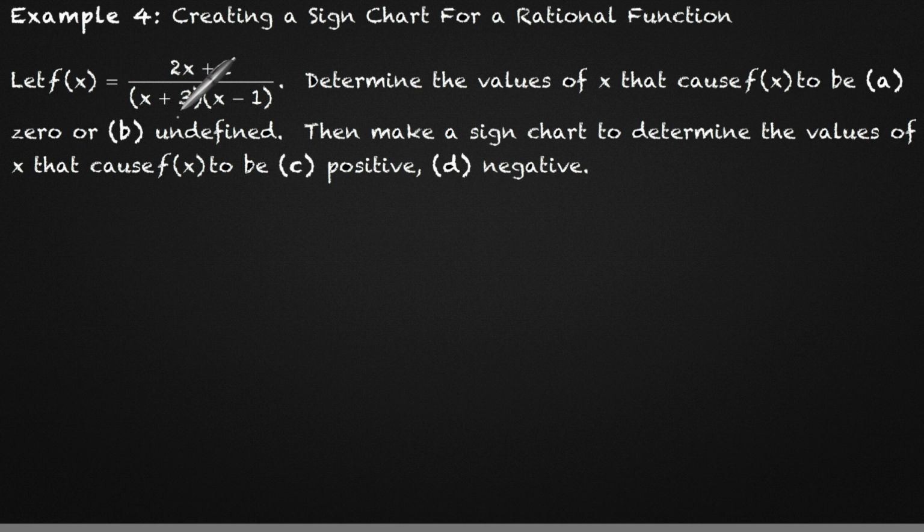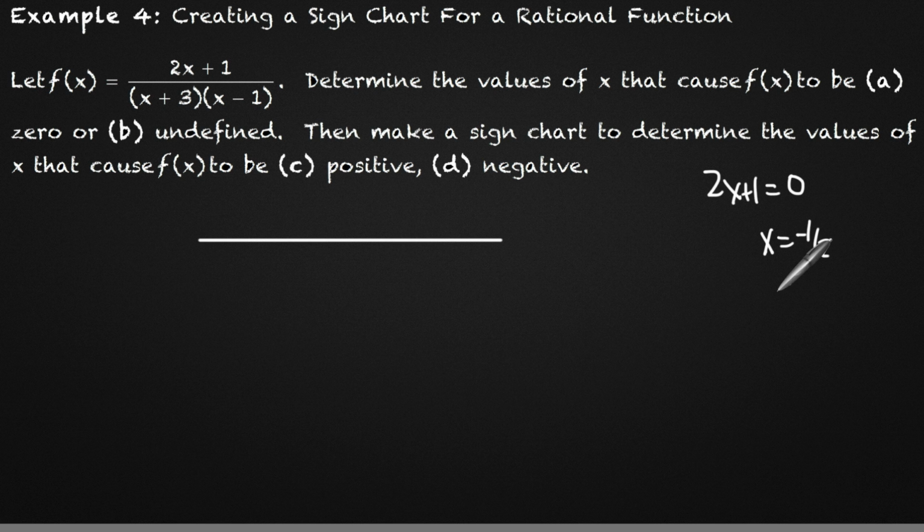All right, example 4, let f of x equal 2x plus 1 over x plus 3 times x minus 1. Determine the values of x which cause the function to be 0, and then when is it undefined, and then when is it positive, and when is it negative. All right, so we're going to make a sign chart. And on this sign chart, we are going to put the following numbers. We're going to set each factor equal to 0 on the top and bottom. So 2x plus 1, set that equal to 0, we get x equals negative 1/2. And then on the bottom, we're going to get x equals negative 3 and x equals 1.